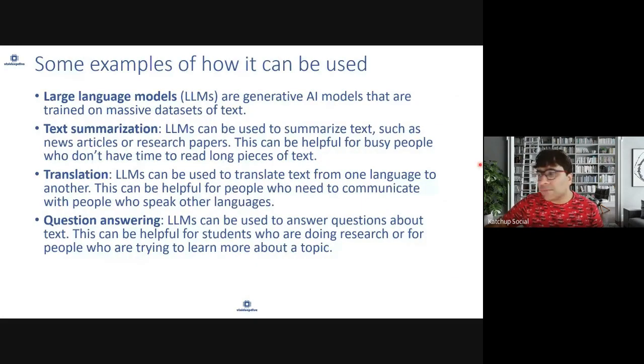Okay, so some examples of how it can be used. There are large language models like generative AI models, which are generated on massive data sets. They can be used for text summarization. You can give ChatGPT a large amount of text and ask it to summarize. It can be used for translation. You can translate from one language to another if it has been trained for that.